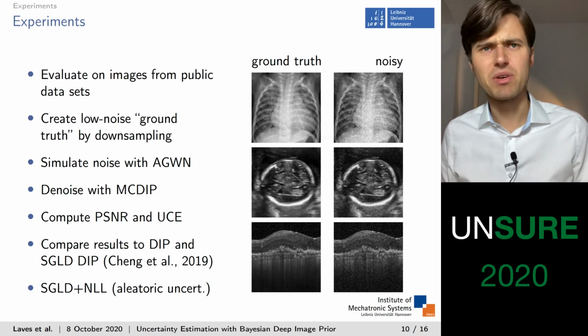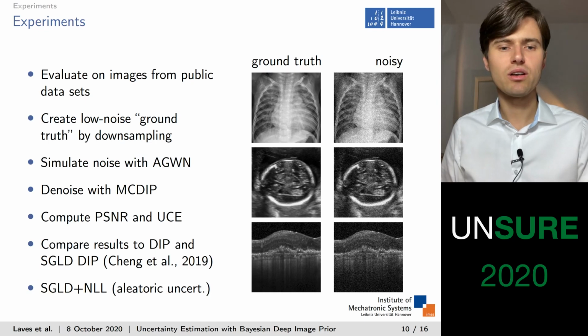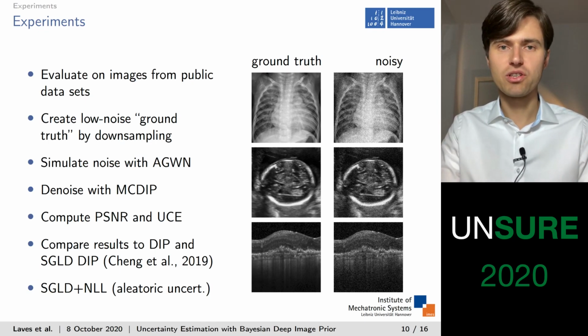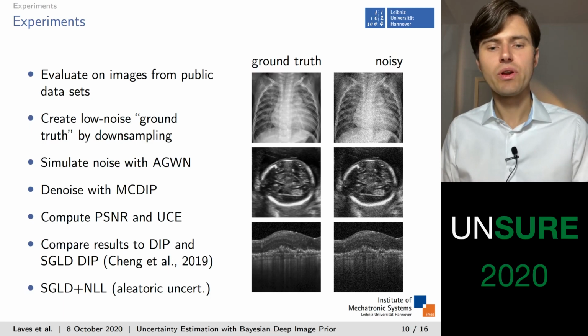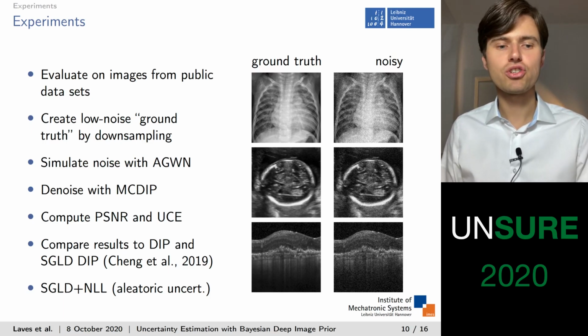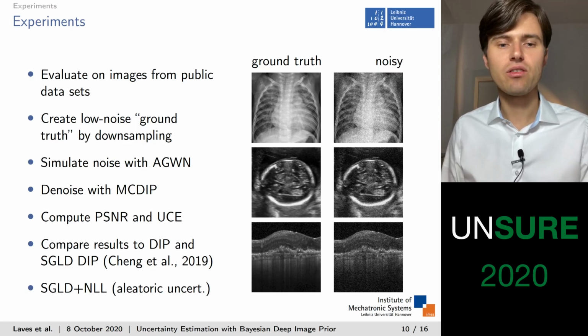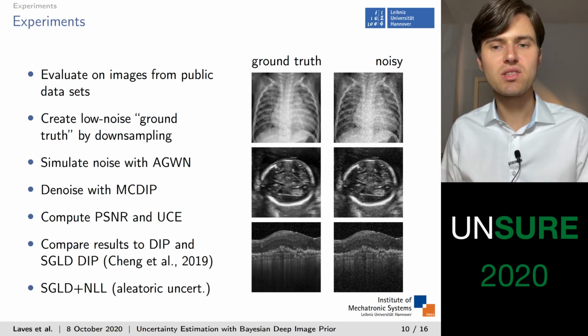However, under some assumptions, this noise pattern can also be modeled by Gaussian noise. We then use our presented approach to denoise the created images and evaluate the results using the peak signal to noise ratio and the mentioned uncertainty calibration error.